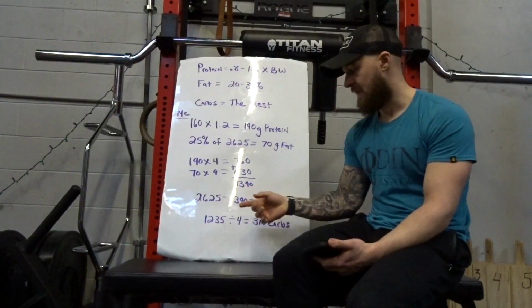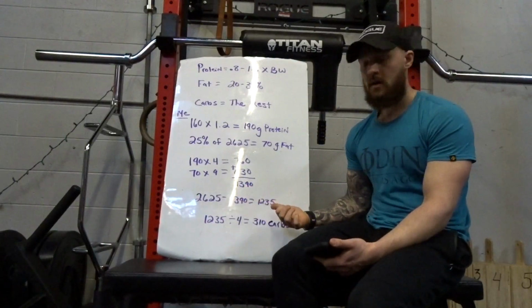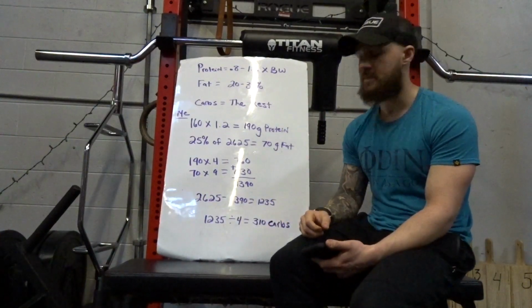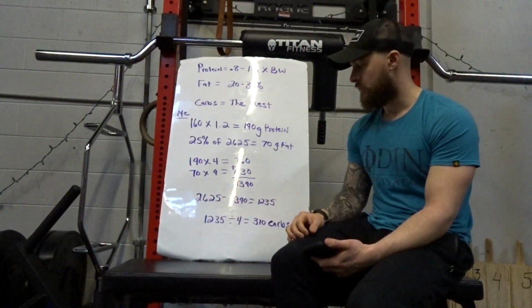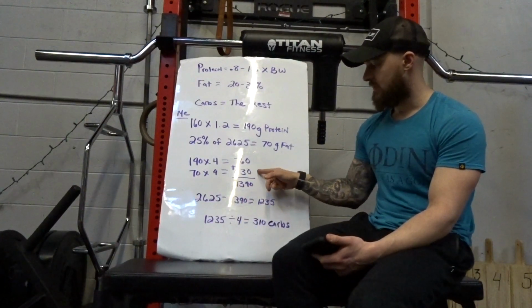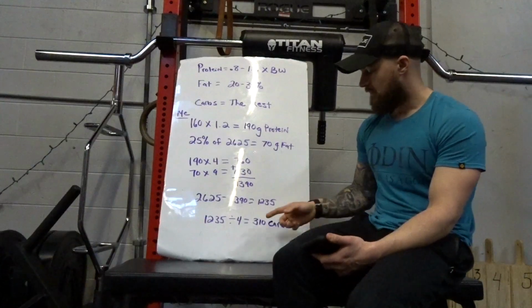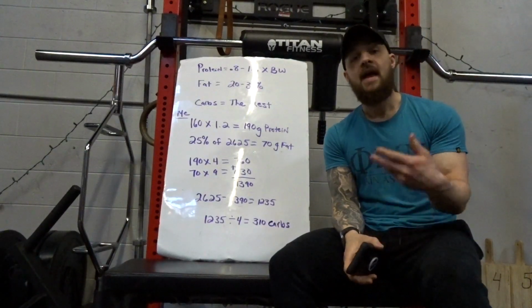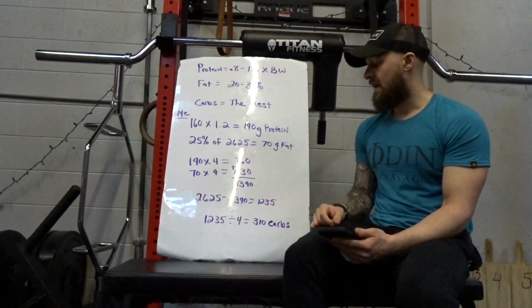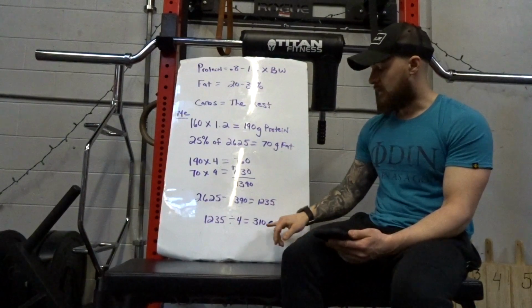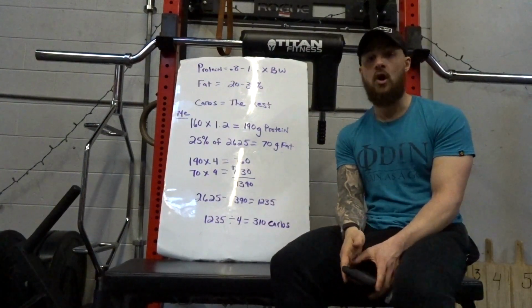The reason we subtract that is because whatever's left over from this equation here is going to spit out a number that we're going to use to figure out our carbs. For me, 2,625 subtract the 1,390 we got from the protein and the fats, and that comes out to 1,235 calories that are left over. Now, I'm going to divide that by 4, because there are 4 calories per every gram of carb I eat, and that comes out to 310 grams of carbs.